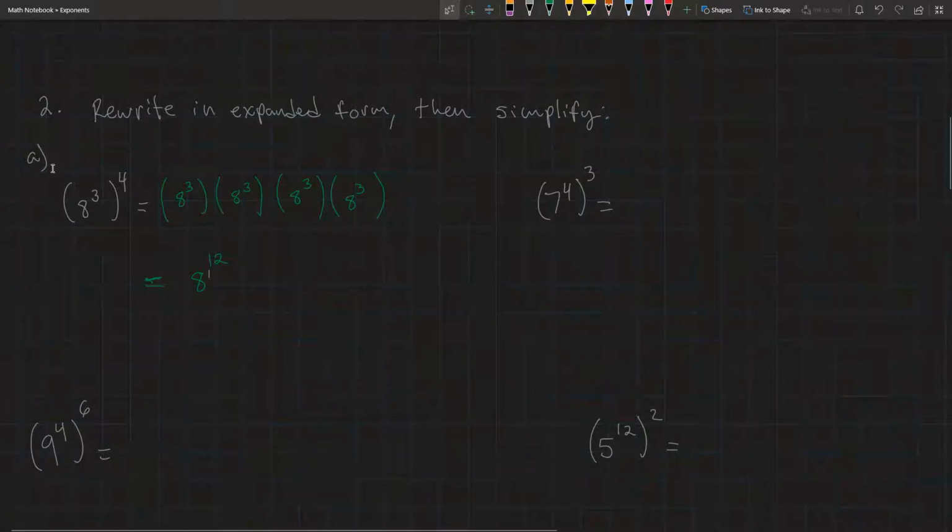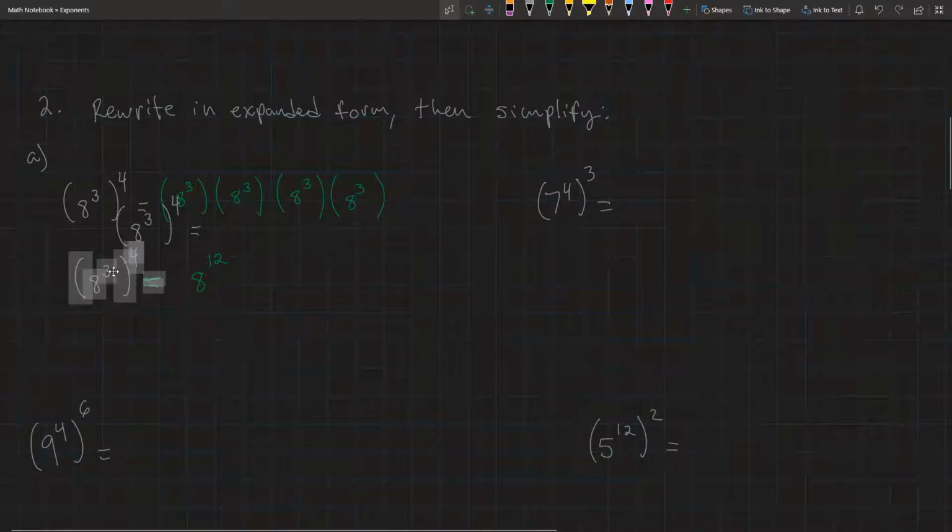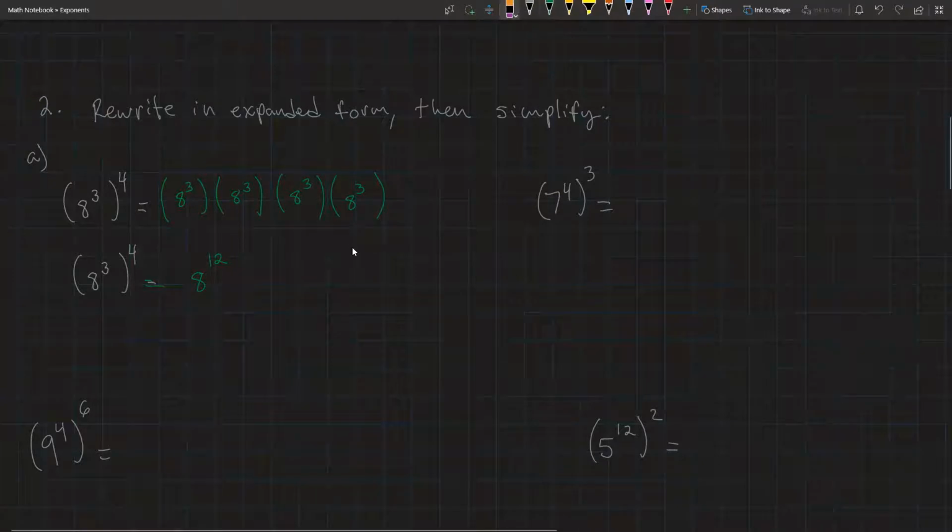Let me write an equation down here. Let's redo that. Oh man, that doesn't look very good. Okay, let's fix it. There it is.